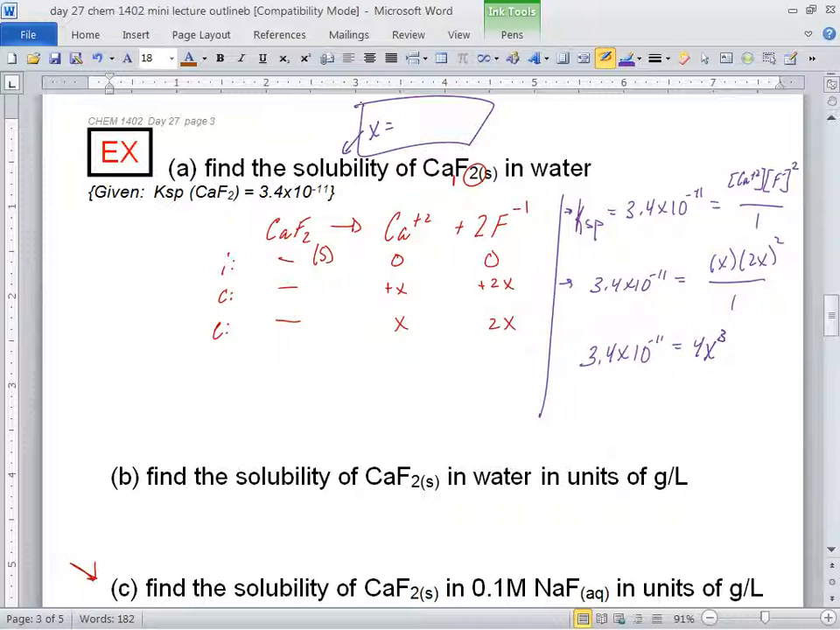So let's try it, see if you get it. 3.4 times 10 to the negative 11 divided by 4, hit equals, take the cube root, about 2.04 times 10 to the negative 4. Did you get it, Mia? 2.04 times 10 to the negative 4 is what I got. Make sure you can get that to work. So now's the time to get all this calculator issue out of the way.